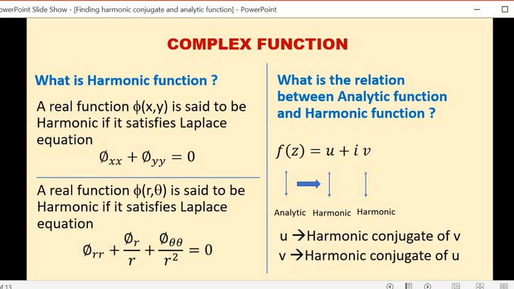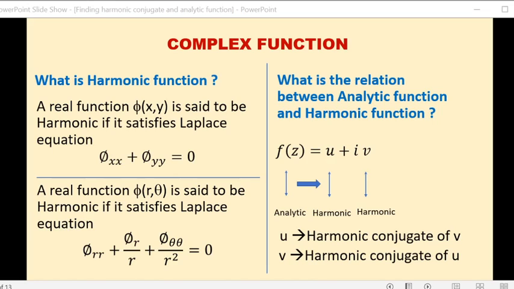Okay, Utkarsha says understood now. Okay, Utkarsha, I have got a question for you. I give you a function f of z. Okay, f of z equal to u plus iv. Okay? One minute, I am typing my question in the chat box, so all of you can see that.